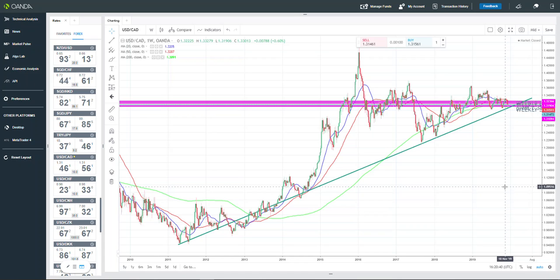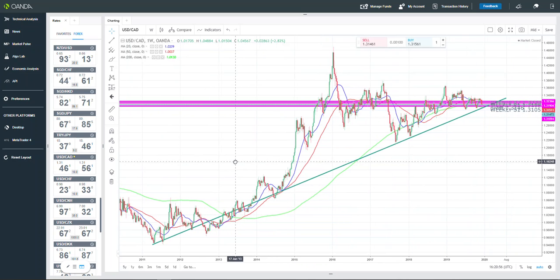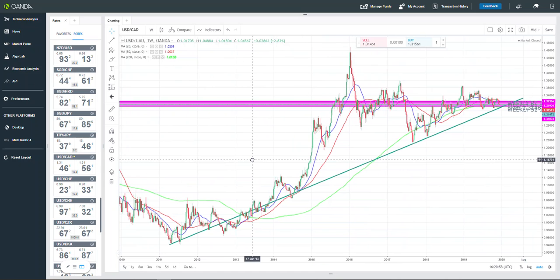So let's talk about pivot points, where you think price is going, long-term trends, and short-term trends. What we're starting by looking at here is a weekly chart that goes all the way back to 2011, so almost a 10-year chart, where we see the Canadian dollar just losing ground slowly over time to the US dollar.